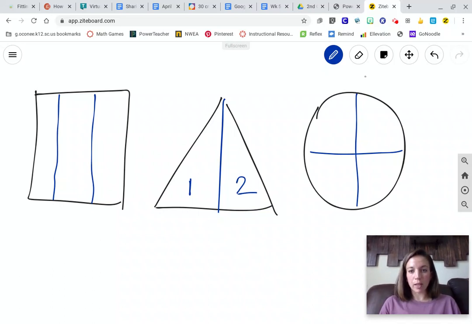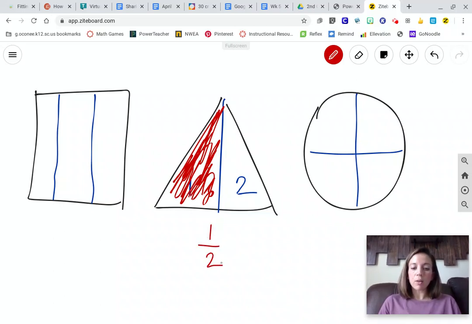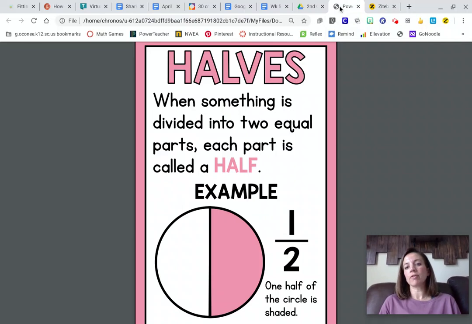So if I want to shade in one of my parts, I just shade it in. I'm just going to scribble it to save time. And so now I have that one half of my triangle is shaded red. Okay, so that is half of one half.